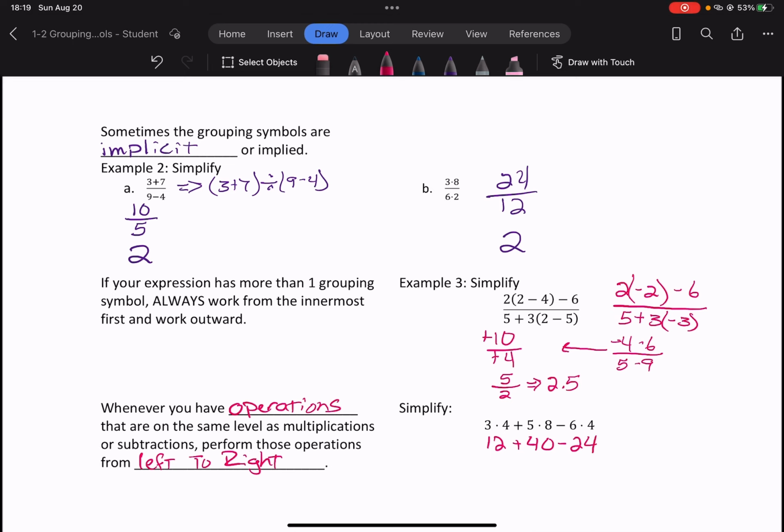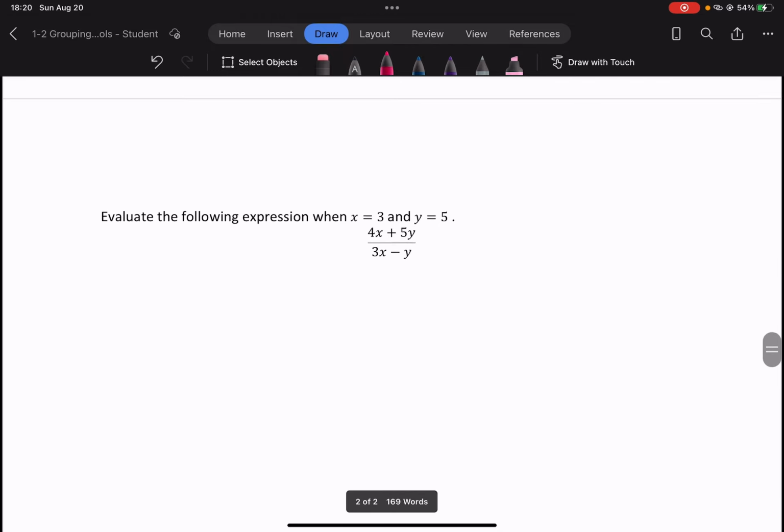Now we're going to add left to right because we've got adding and subtracting in this one. Adding and subtracting are on the same level, so they need to go from left to right. So we'll go 12 plus 40, which is 52. Then we want to subtract 24. 52 minus 24, we'll write this out here. Borrow 1, make that a 4. 12 minus 4 is 8. The answer is 38.